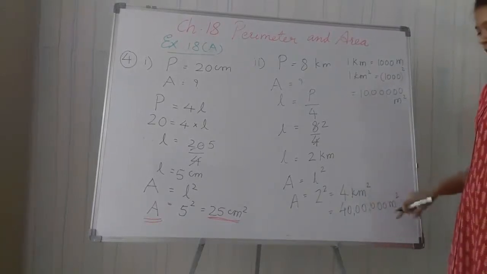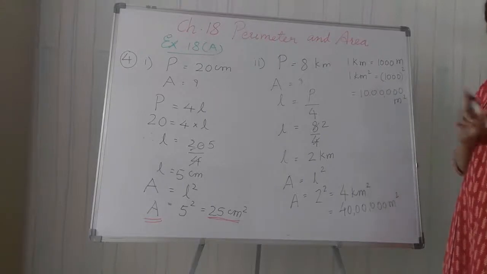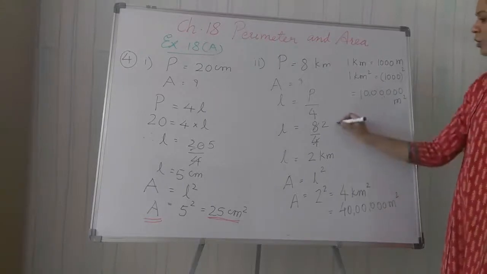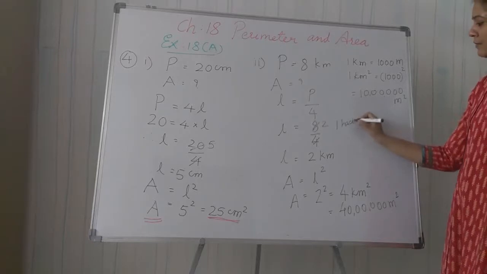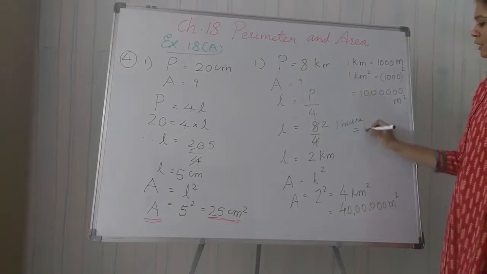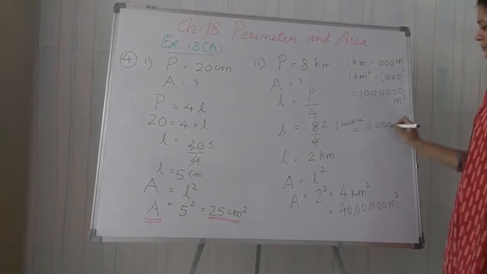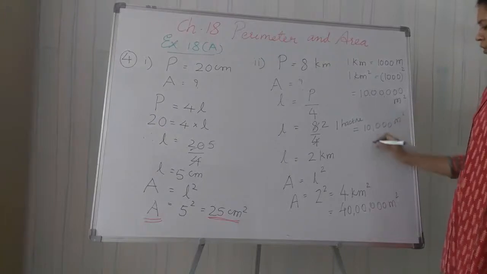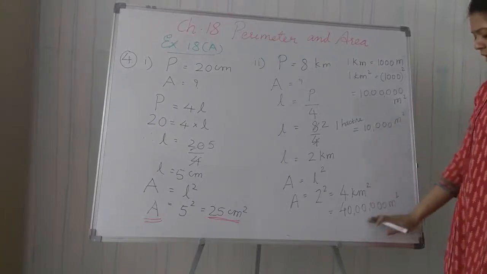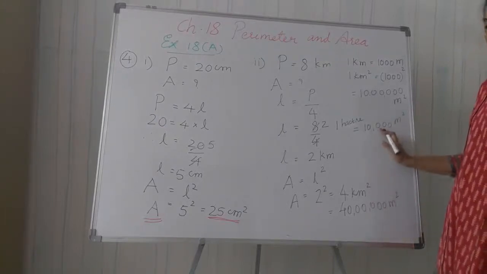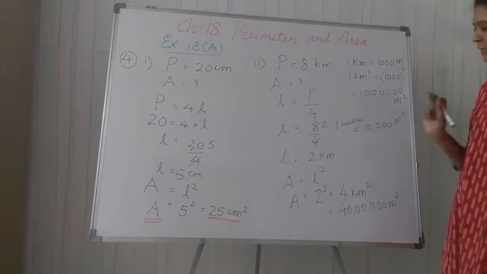And now we change this meter square to hectares. As we know, 1 hectare is equal to 10,000 meter square. So we divide this 40 lakh by 10,000, then we get our answer in hectare.